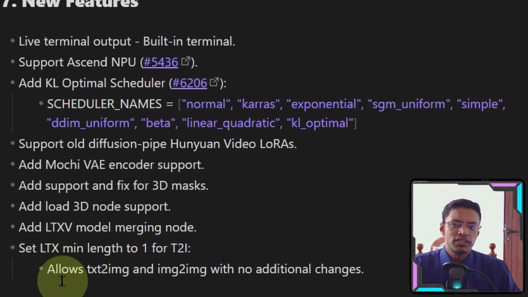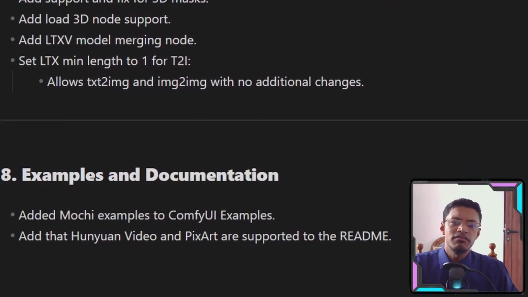And for the LTX one, they changed the minimum length to 1 for T2I, which allows text to image and image to image with no additional changes. Couple of documentation updates. They've added an example for Mochi in the ComfyUI examples page, for Hunyuan and PixArt as well in the examples page there. There were some more bug fixes and memory leak fixes. They've also removed some useless code and captions there.